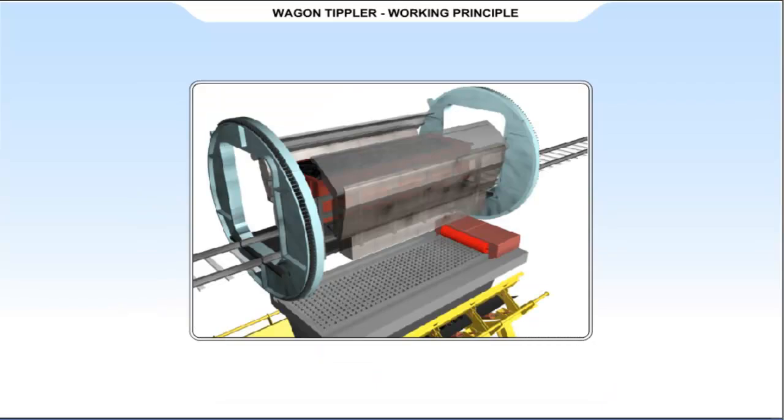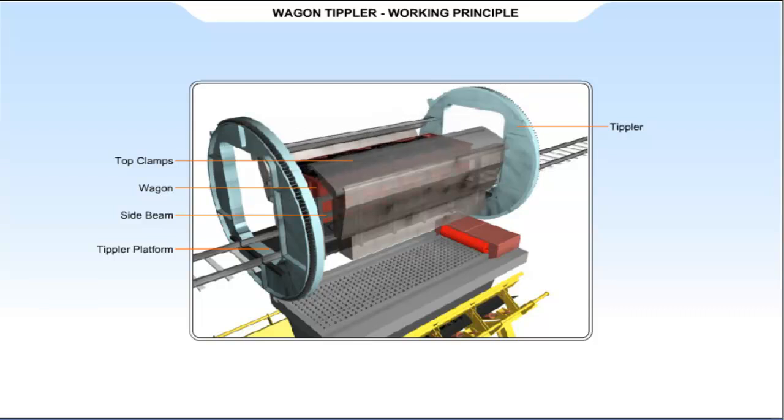Now let us see the working principle of tippler. The loaded wagon is placed on the tippler platform. After correct placement of wagon, top clamps and side beam are hydraulically operated and the wagon is clamped before starting the tippling operation. The hydraulic system incorporates a pressure relief which balances the pressure of the wagon springs, thus avoiding any damage to the wagon.